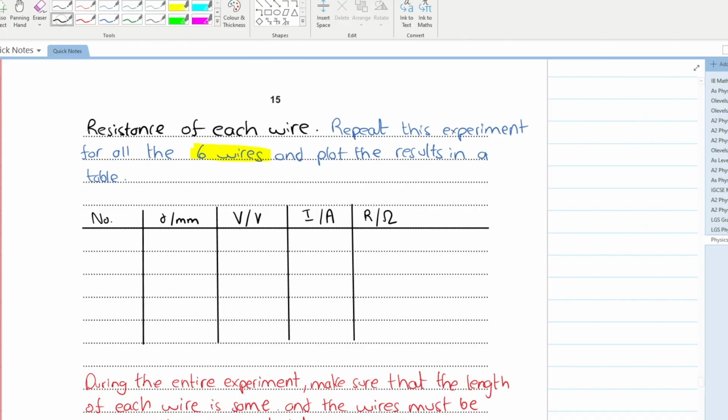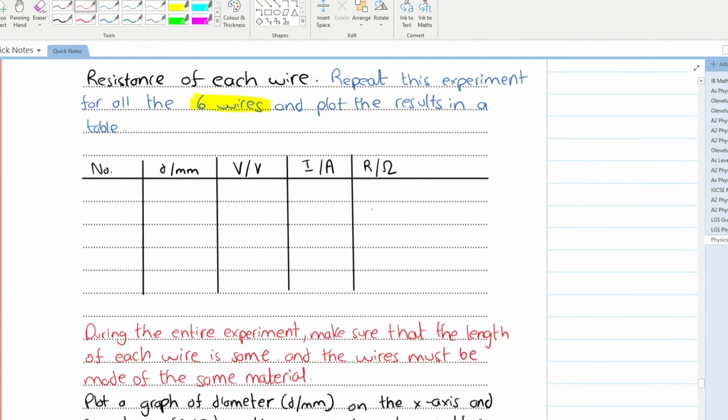In this first column, you will write the number of wires 1, 2, 3, 4 and 5. In the second column, you will write the diameter readings that you will obtain from the micrometer. And in the third and fourth column, you will write the readings obtained from the voltmeter and ammeter. The fifth column will be calculated using which two values? Voltage and current. Resistance here will be calculated by voltage divided by current. Simple as that. Now let's move ahead.